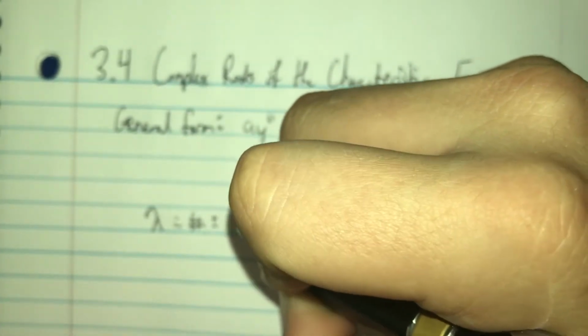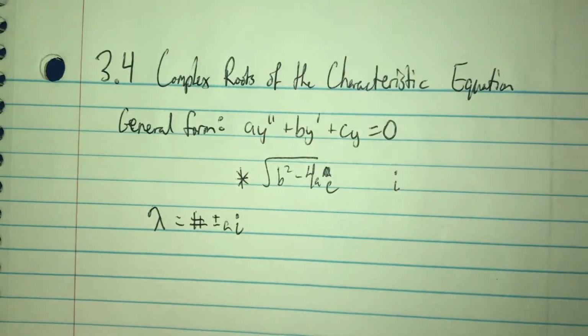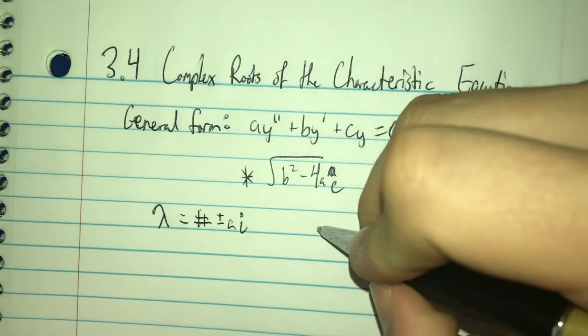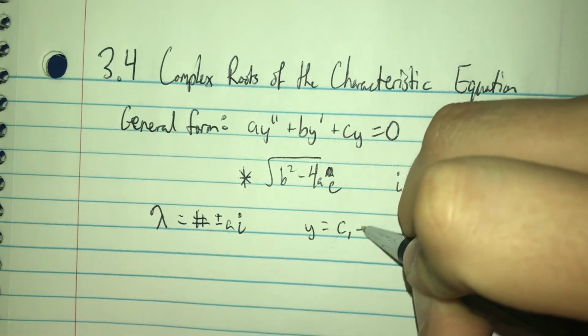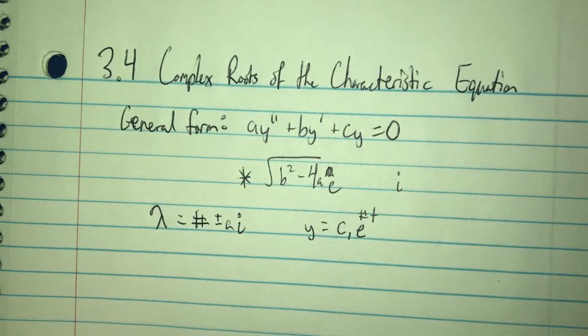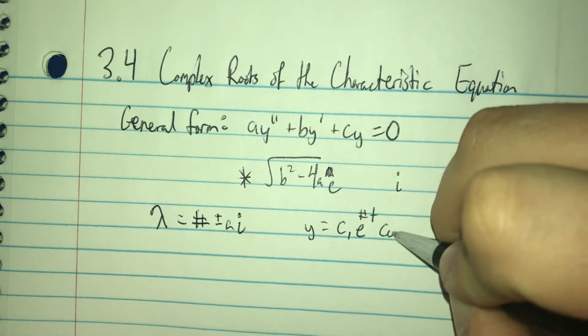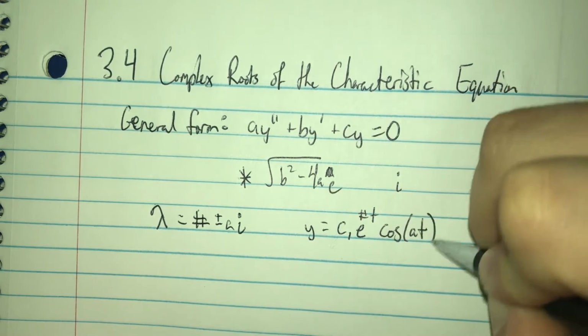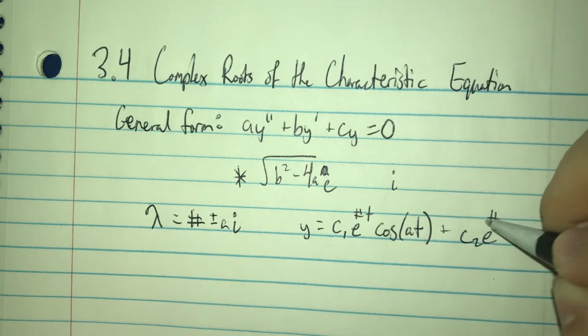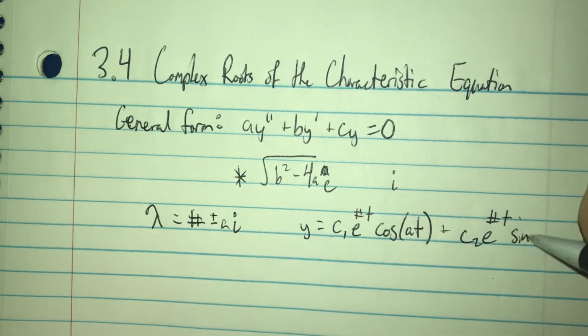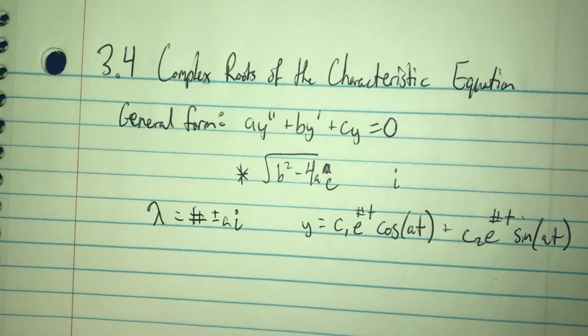So if we had lambda is equal to, we'll just put the number sign plus or minus i. We'll actually add an a just for the general case. The end solution will actually be, so we have the constants, and then we have e to the number t, just like last time. And then we have cosine of at, and then we're going to do the same for the next one. c2 e to the number t, and then we're going to switch it to sine at.